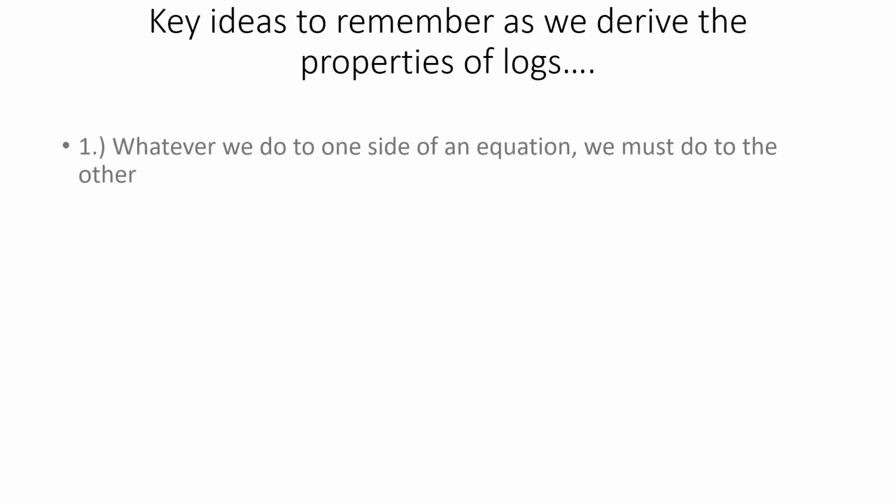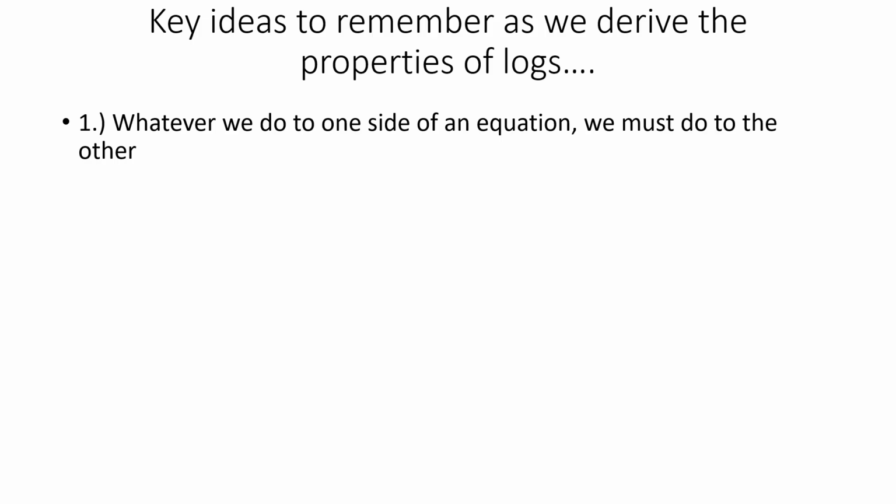So first is what is sometimes called the golden rule of algebra. Whatever we do to one side of an equation, we must do to the other. So in these derivations, I'm going to do some stuff that you might be wondering, why would you do that? Well, the why is because it's going to get me where I want to go. What's important to remember is that I can do anything I want to an equation as long as I do the same thing to both sides. So we want to preserve that equal sign. The left is equal to the right, so I can do whatever I want to the left side, as long as I do the same thing to the right side, it will still be equal.